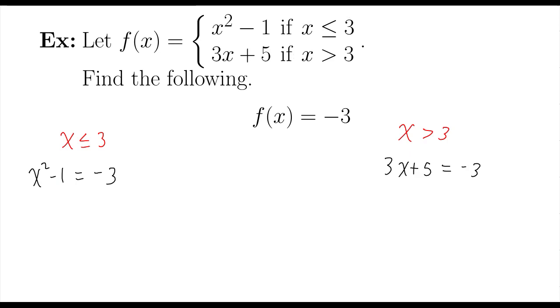Okay, so let's solve the one on the left first. Adding 1 to both sides, I get x squared is equal to -2. And then remember, if I do the square root on this one, the square root property, well, I get some complex or imaginary numbers, and I don't want that. That doesn't really fit what I'm doing here.